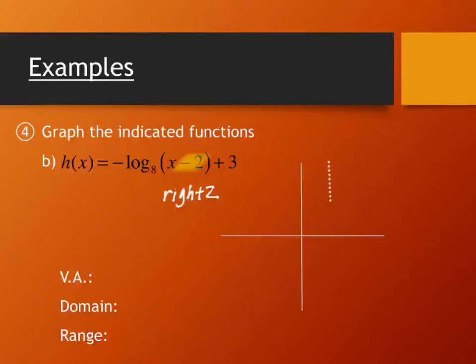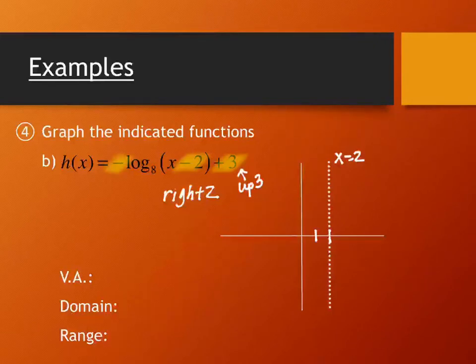So over here, I'm going to start by shifting my vertical asymptote right 2. So this vertical asymptote now is the equation x equals 2. Is that all right? Cool. What is this plus 3 at the end going to do? Yep, this one's going to move it up 3. There's one more piece that I need to address. What is it?